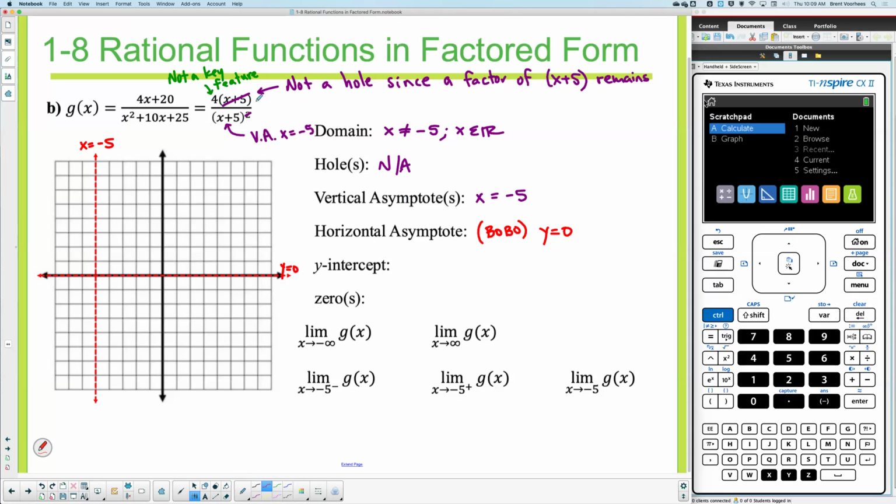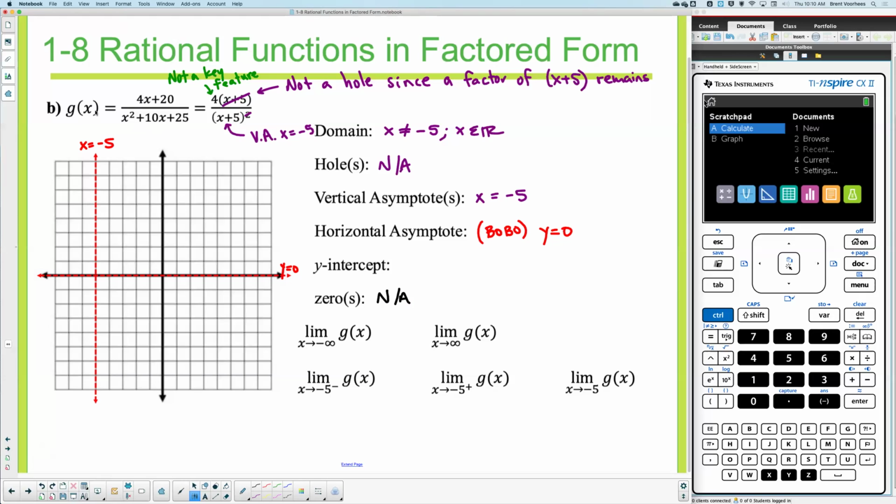Do we have any zeros up in the numerator? Any factors of x left over? No zeros. So I'm going to do NA over here. There are no zeros, so we don't cross the x-axis. So we need to find the y-intercept.